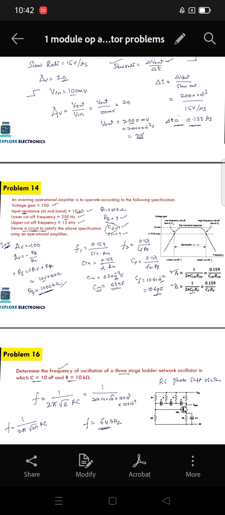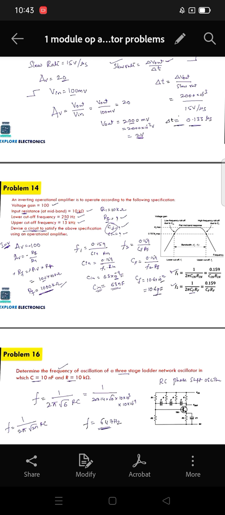From this you have to find the RF value. RF equals AV into R1. You have to substitute the AV value and the Rin value. From that the minus gets cancelled. Then you will get the RF value as 1000 kilo ohm. Okay, you will get the RF as 1000 kilo ohm.